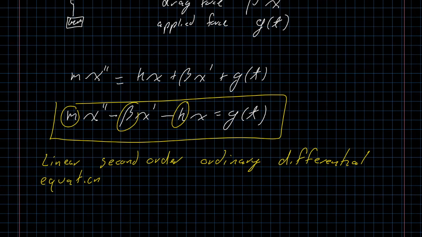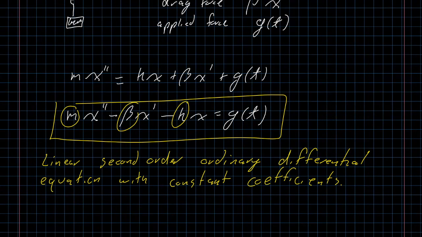So m, beta, and k are constant coefficients. And again, that's going to be one of our big value points. All right, so we're looking to find ways of dealing with linear second order ordinary differential equations with constant coefficients. And that is a simplification of what we were doing before. I hope that I have convinced you that it is a simplification that is worth studying.